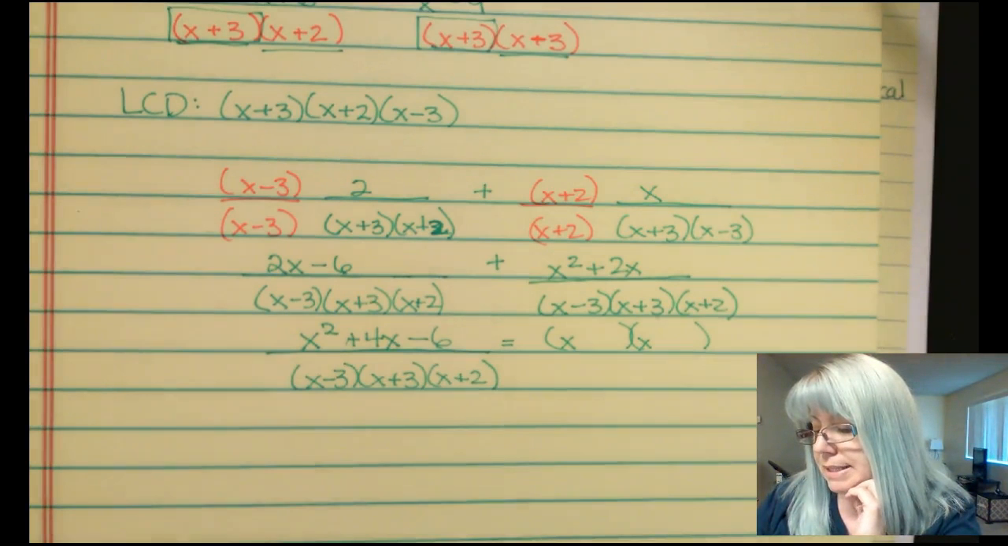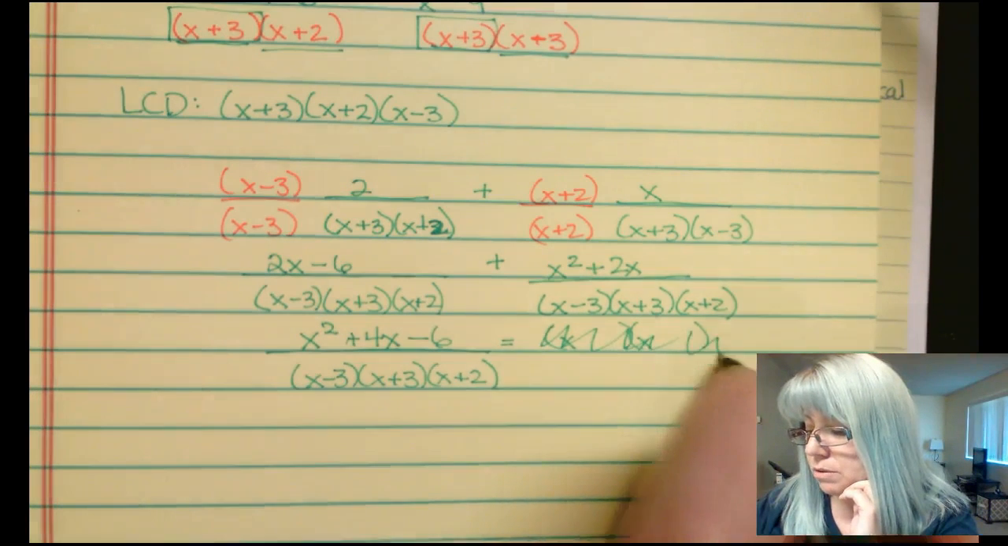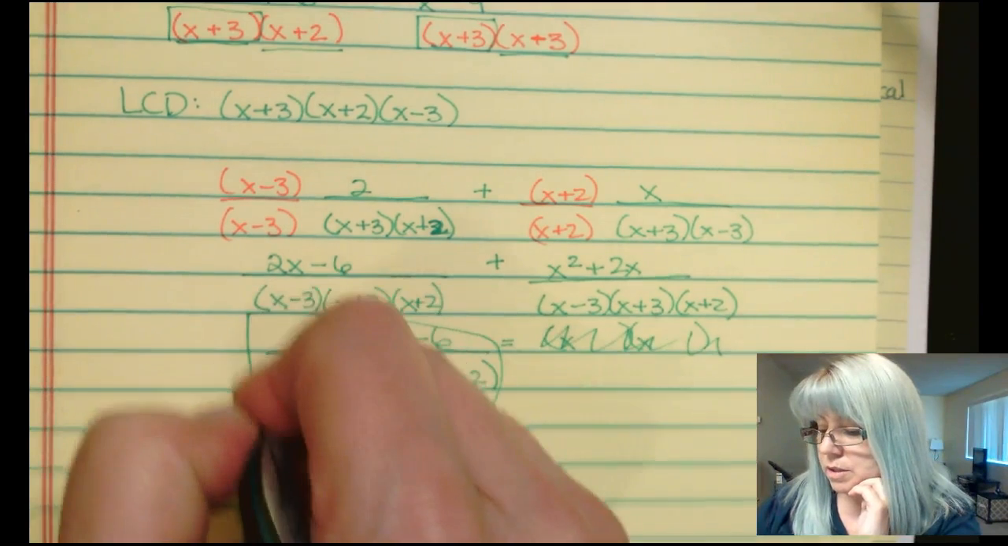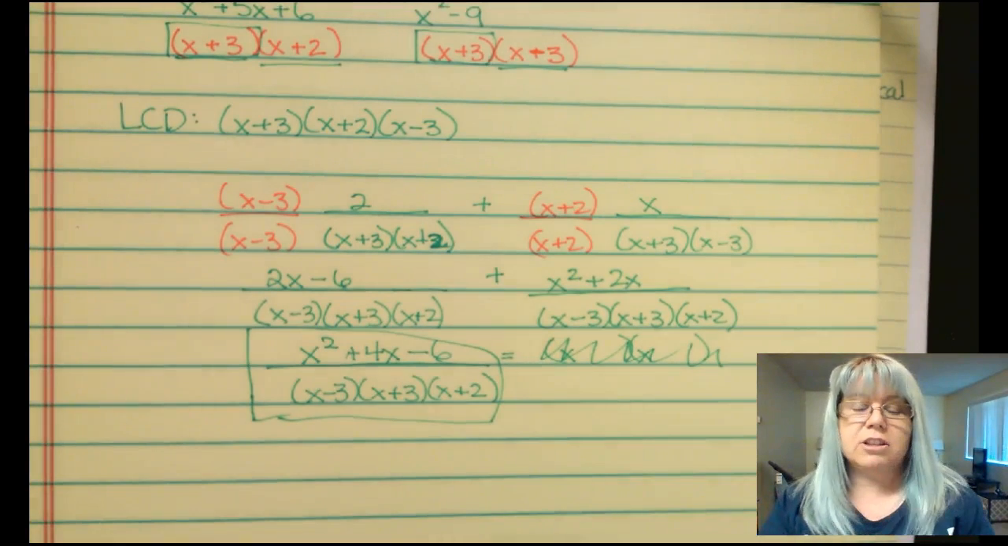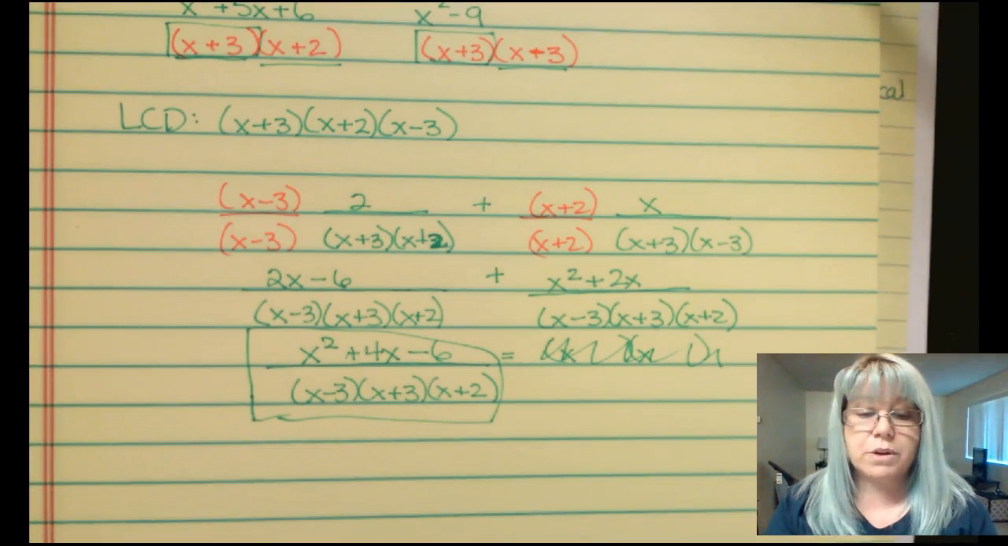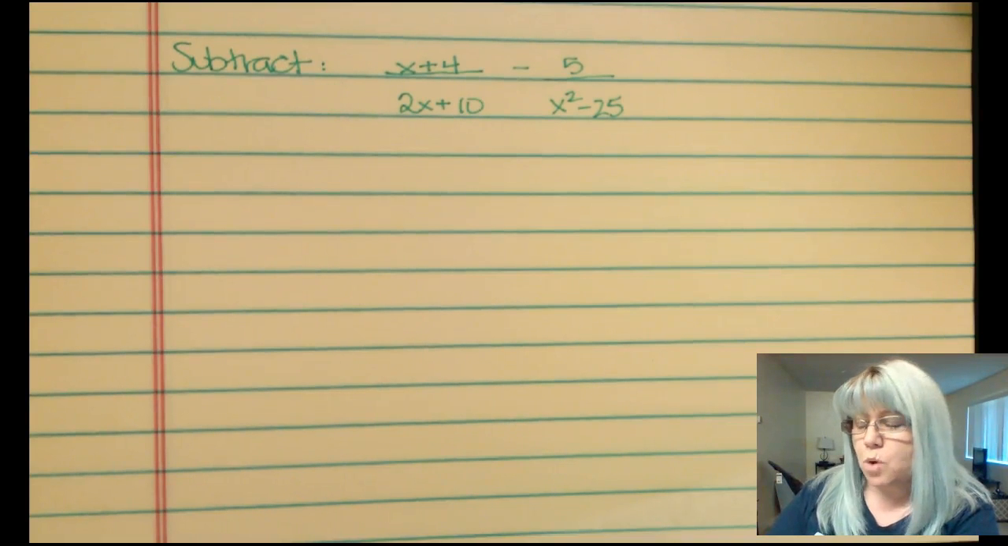So unless I'm missing something, 6 can only be 6 and 1, which would be 5, or 2 and 3, which would be 1, because they have to be opposite signs. So nope, not factorable. Therefore, there's my answer. You do always want to check to see if it's factorable, though. Let's try a subtraction problem.